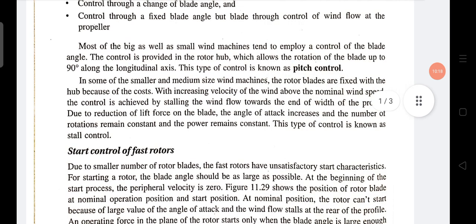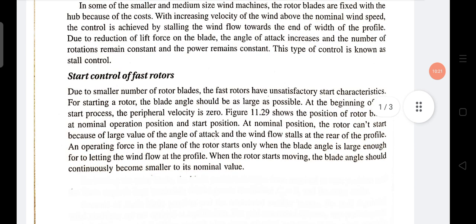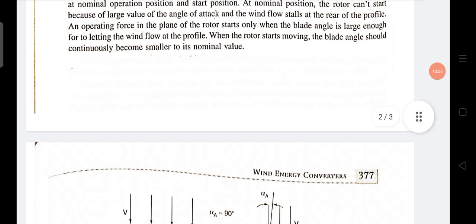Then, you see, so the position of the rotor blade at the normal operation position and start position. At normal operation, the rotor cannot start because of the large value of the angle of attack and wind flow stalled at the rear of the profile. Okay, and operating force in the plane of rotor only when blade angle is large enough for a letting of the wind flow of the profile. Whereas when the rotor starts moving, the blade angle should continuously become smaller to its normal angle.